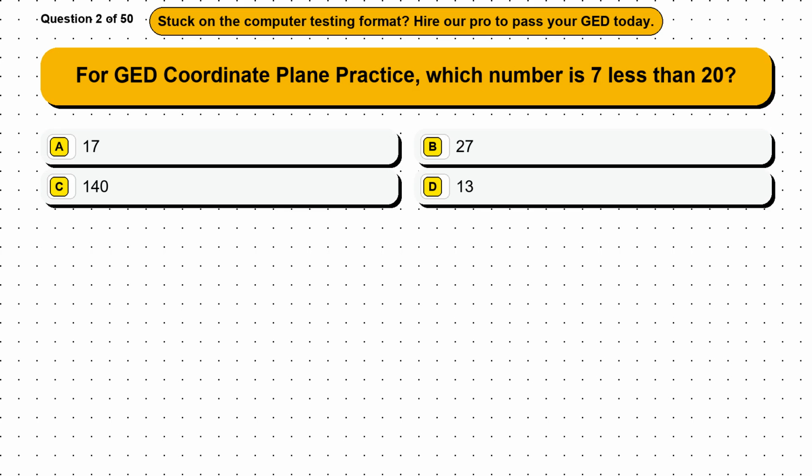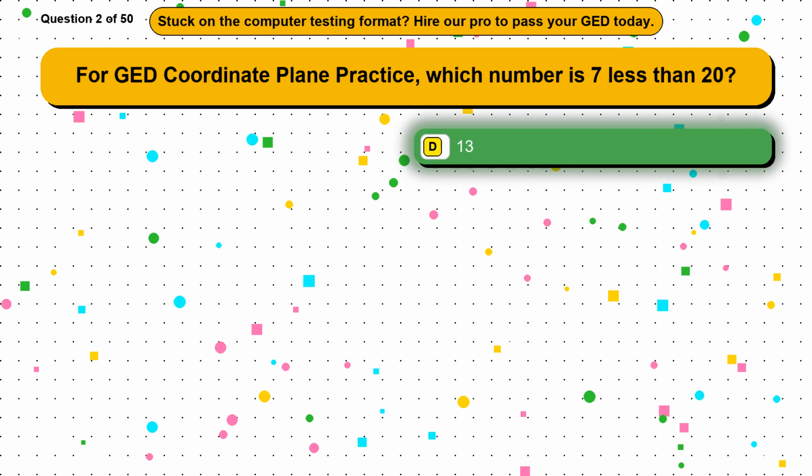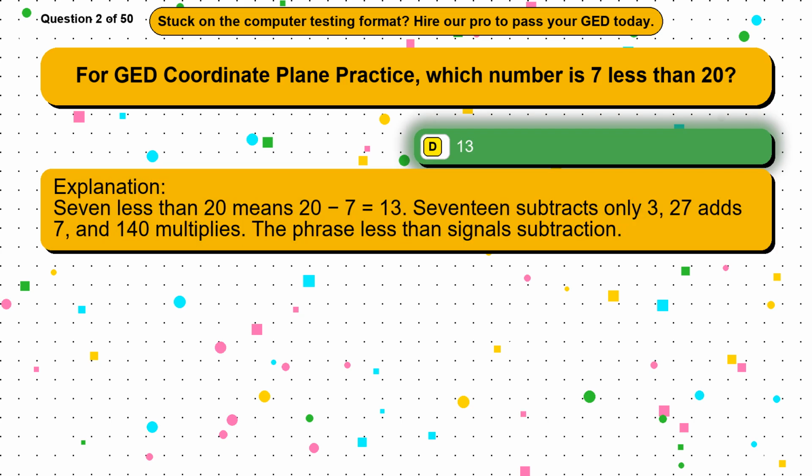Question 2. For GED Coordinate Plane Practice, which number is 7 less than 20? Option A, 17. Option B, 27. Option C, 140. Option D, 13. The correct answer is option D, 13. 7 less than 20 means 20 minus 7 equals 13. 17 subtracts only 3, 27 adds 7, and 140 multiplies. The phrase less than signals subtraction.